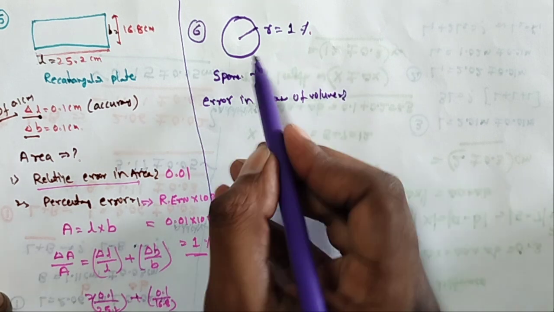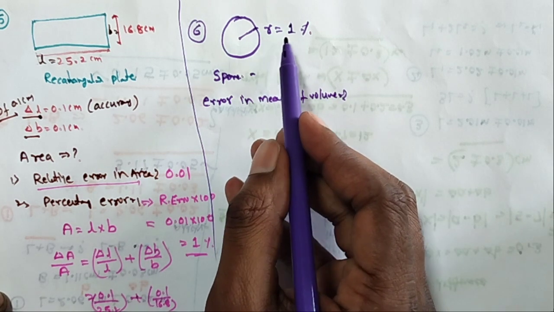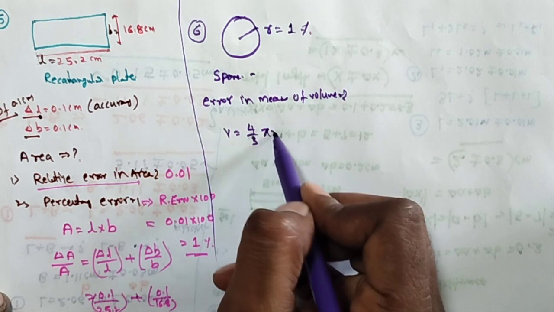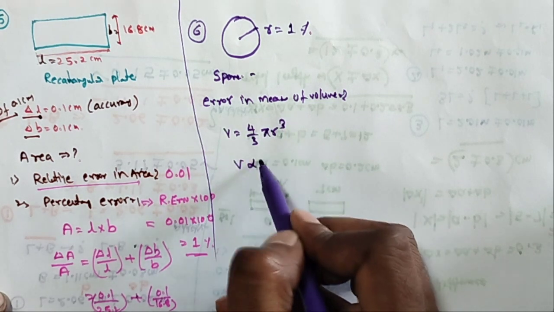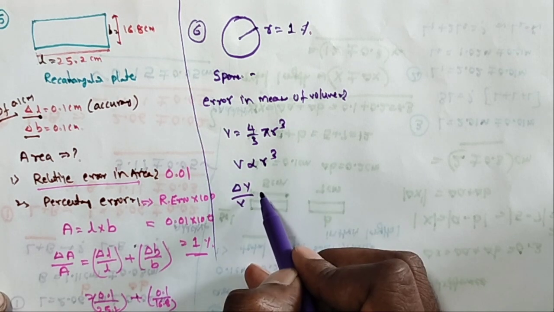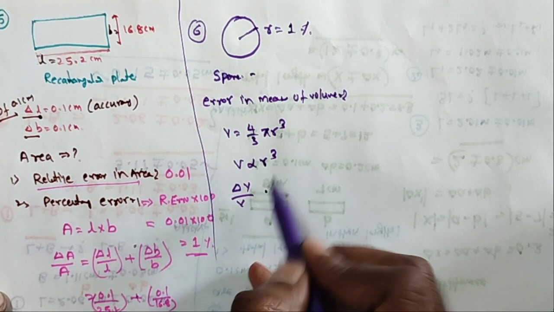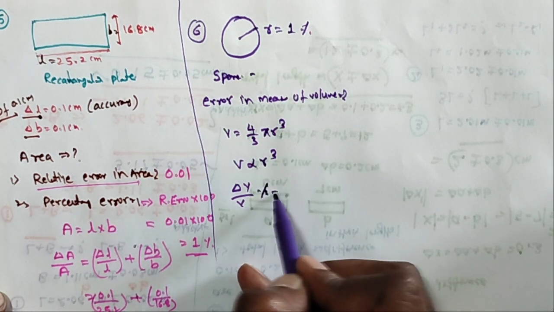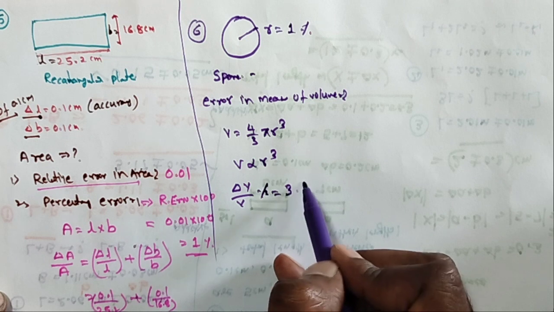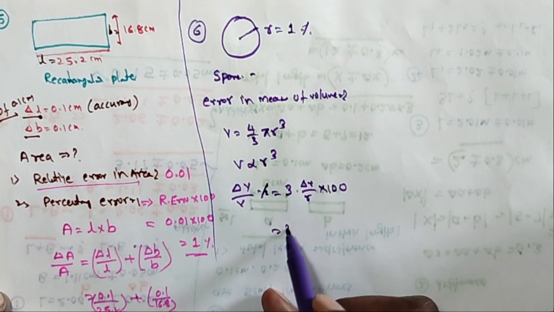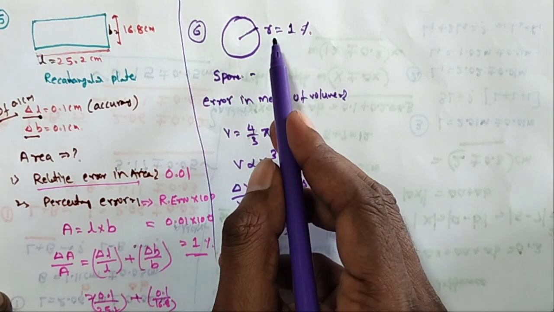I want the volume, and I am given the error in the radius. We know that V is equal to 4 by 3 pi r cube, so V is proportional to r cube. So what is delta V by V? I am taking the percentage error, so for r cube it means 3 into delta r by r into 100. So 3 into, what is the delta r by r?